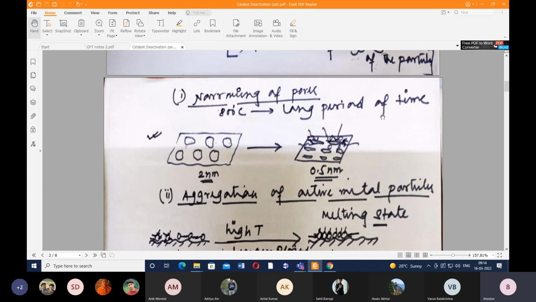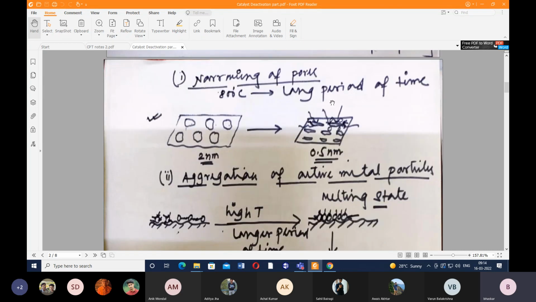This is very important in a refinery or in some other industries also where we carry out a reaction at a very high temperature. So this is narrowing of pores. And the second one is the aggregation of active metal particles. Varun has already talked about this thing.